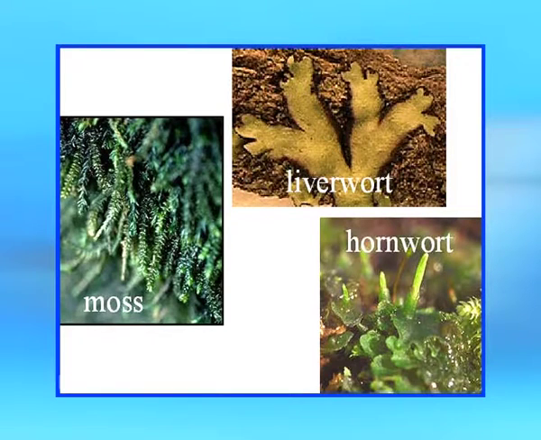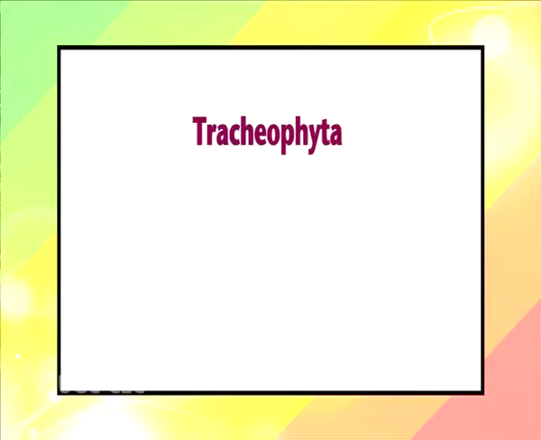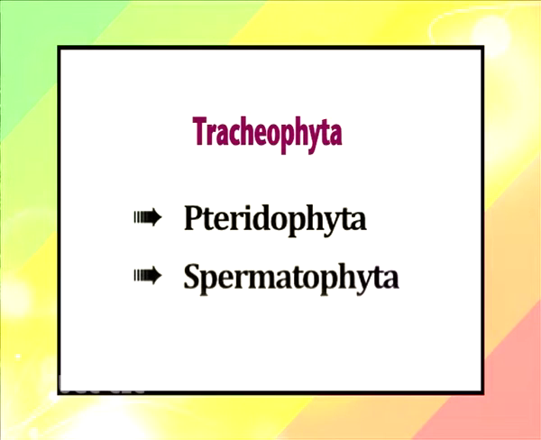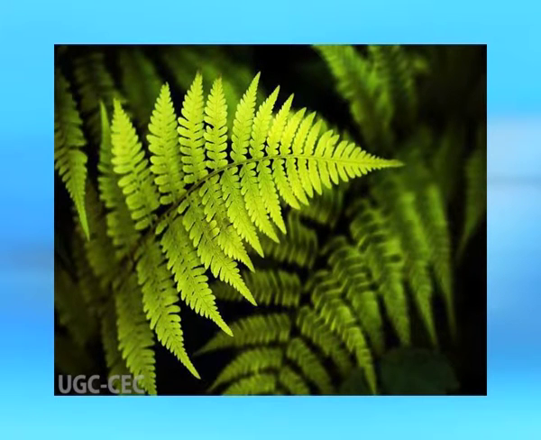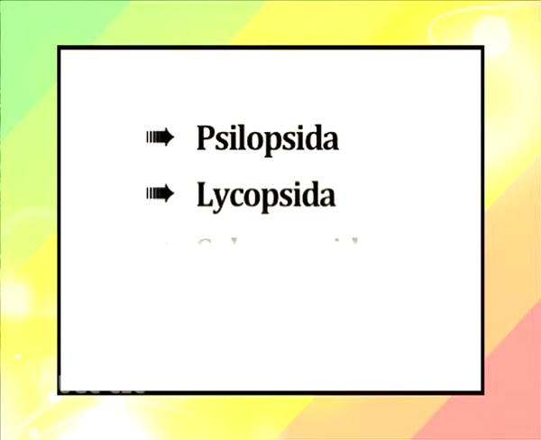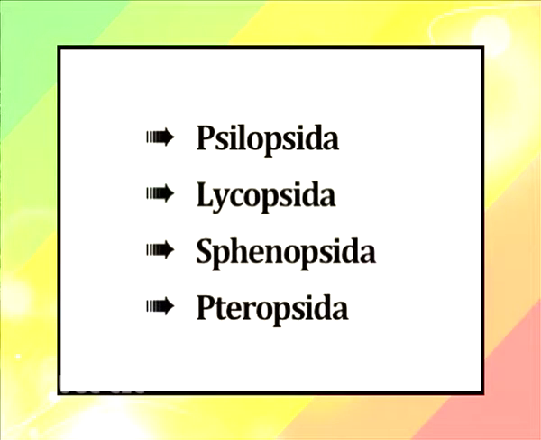The division Bryophyta consists of over 25,000 species and includes simple primitive land plants, and the Bryophyta are classified into liverworts, hornworts and mosses. Tracheophyta are further divided into Pteridophyta and Spermatophyta on the basis of absence and presence of seeds respectively. Pteridophyta constitute the largest living group of vascular plants with over 10,000 species. The pteridophytes are further classified into four classes: Coelopsida, Lycopsida, Sphenopsida and Pteropsida.